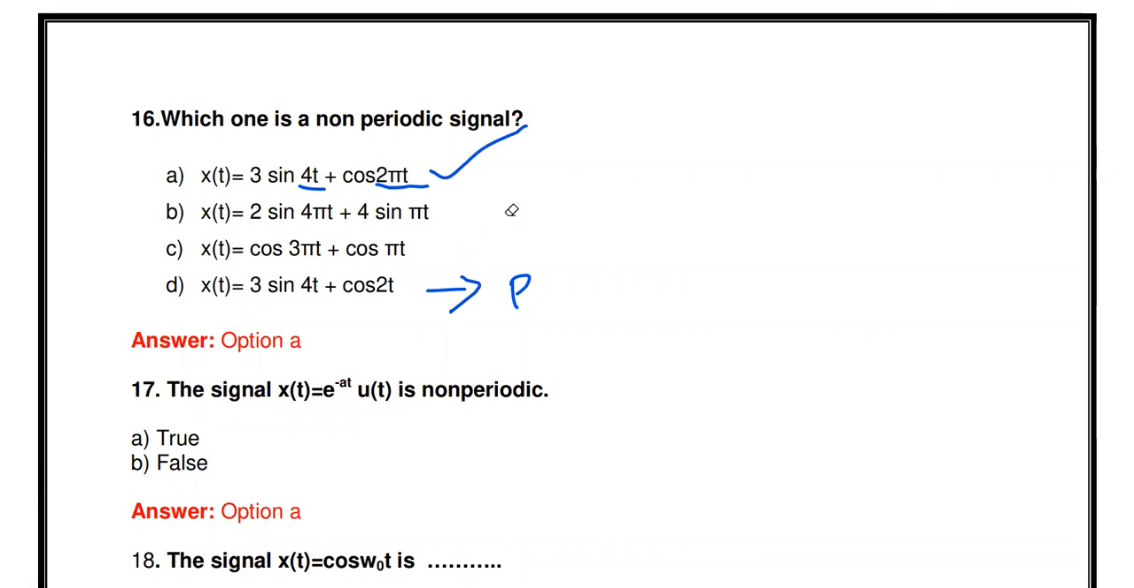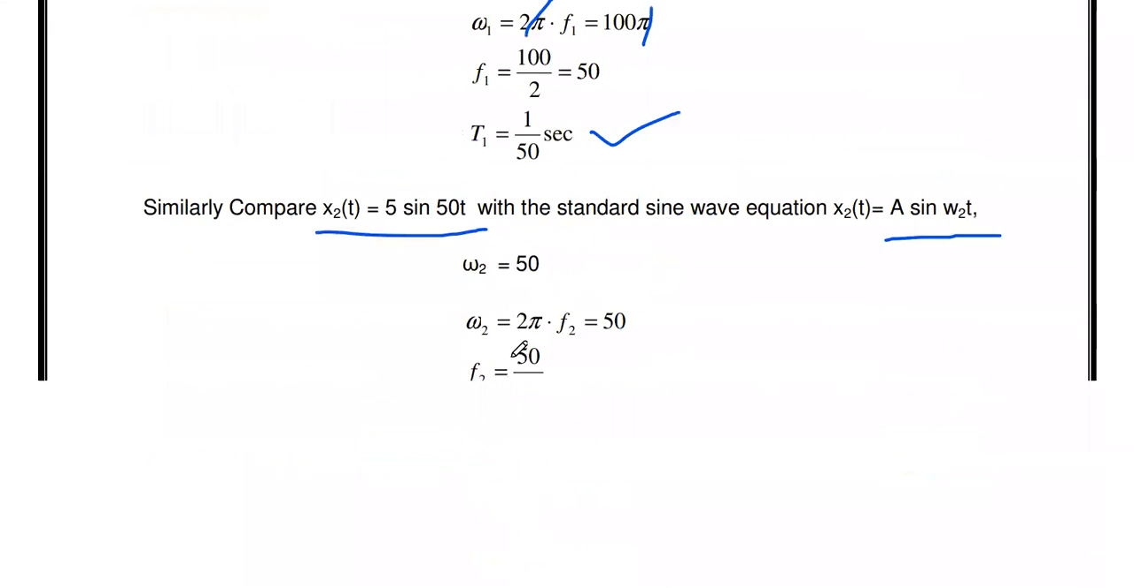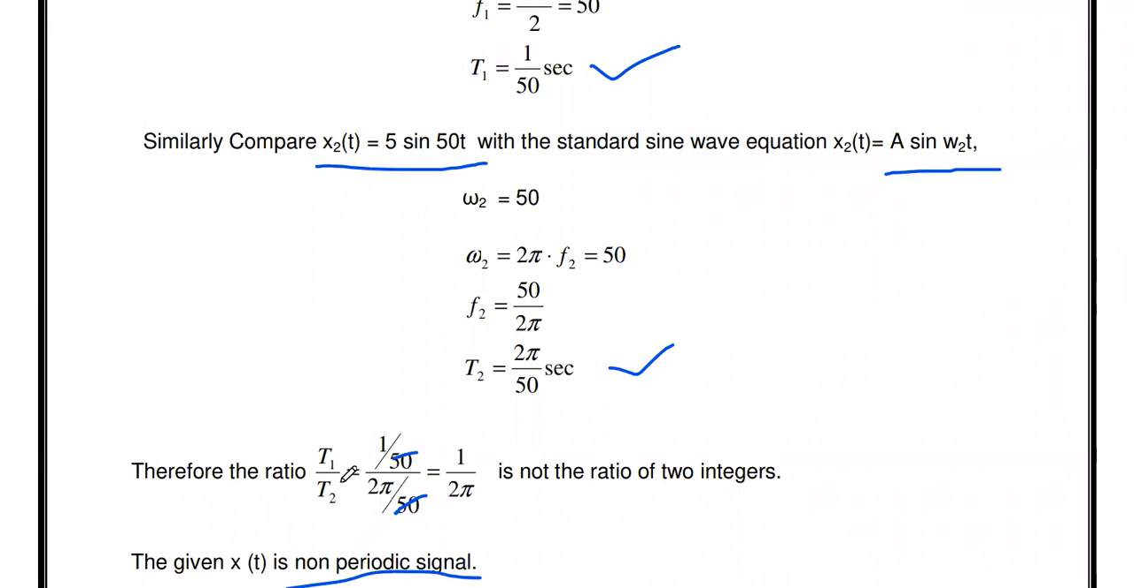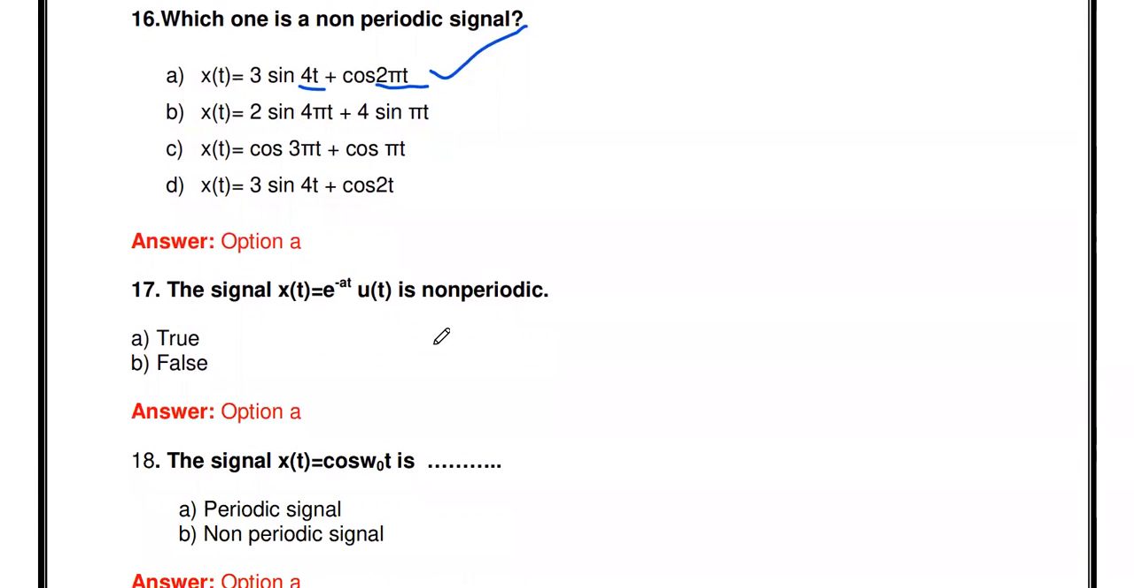Otherwise, you can solve it with the previous procedure. You just solve all the problems using the above procedure. You just calculate T1 and T2, and you find the ratio T1 by T2. If T1 by T2 is the ratio of two integers, it means it's a periodic. So for the last three, we will get a periodic condition. Only the first one will be non-periodic. So the answer A is a non-periodic signal.